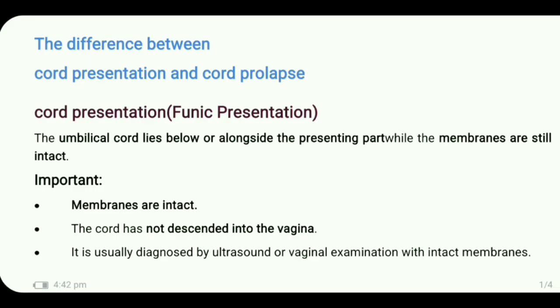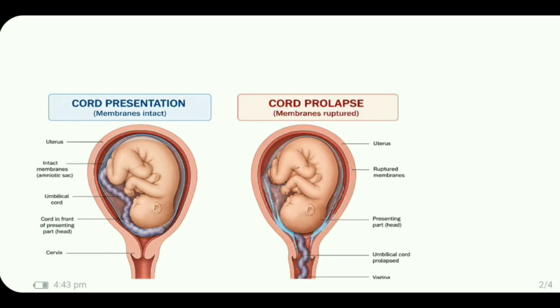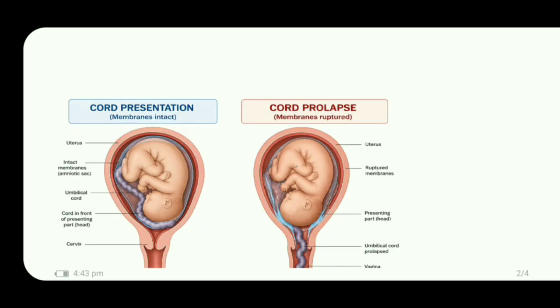Cord presentation is when the umbilical cord lies below or alongside the presenting part while the membranes are still intact. A very important thing to remember is that in cord presentation, the membrane is intact. As you can see in the picture, the membrane is still intact, but the cord comes before the fetal presenting part, in this case the fetal head, and the cord is not in the birth canal, it is inside the membrane.